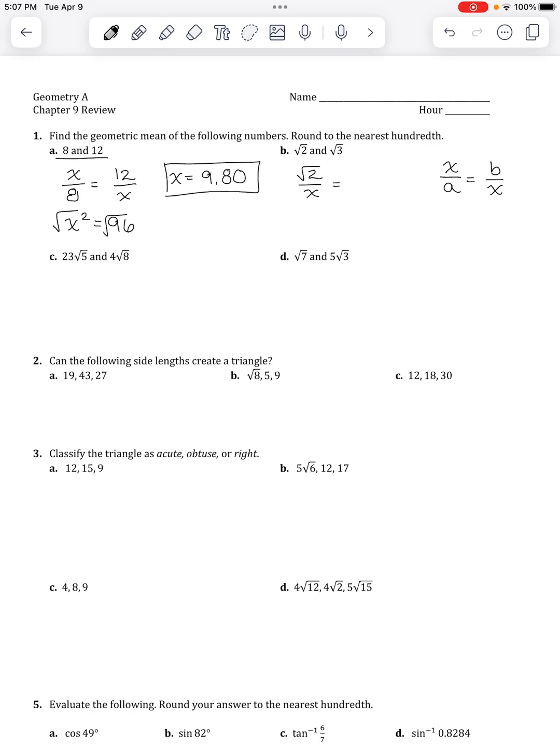Okay, problem B, square root of 2 over x equals x over square root of 3. Now you'll notice I put the x's in the opposite spots. I didn't mean to do that, but geometric means can be written in either direction. So x times x is x squared. Square root of 2 times square root of 3 is square root of 6. To get rid of a squared, I take the square root. Now here, I'm going to have the square root of the square root of 6, so I'm going to have to put 2 square roots in. X ends up being 1.57 when rounded to the nearest hundredth.